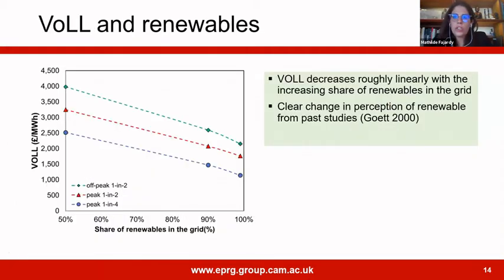A second observation is about the relationship between VOLL and renewables in the grid. Respondents roughly linearly value the integration of renewable electricity, which is represented in this graph. This constitutes a significant evolution from studies two decades ago that showed respondents only valued greater integration of renewable electricity up to a certain point.